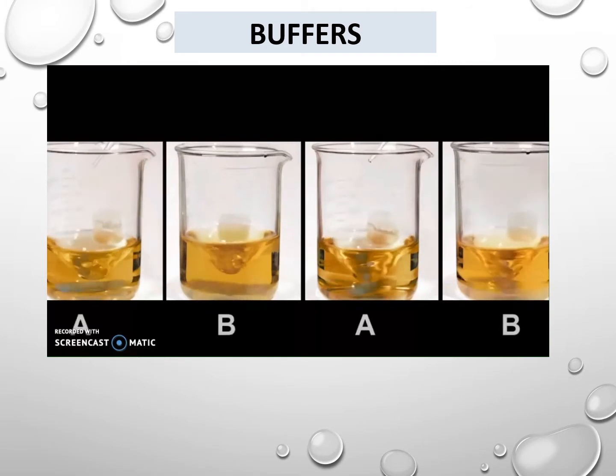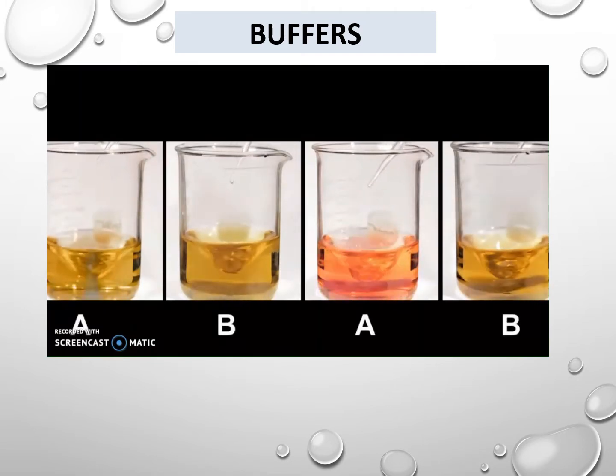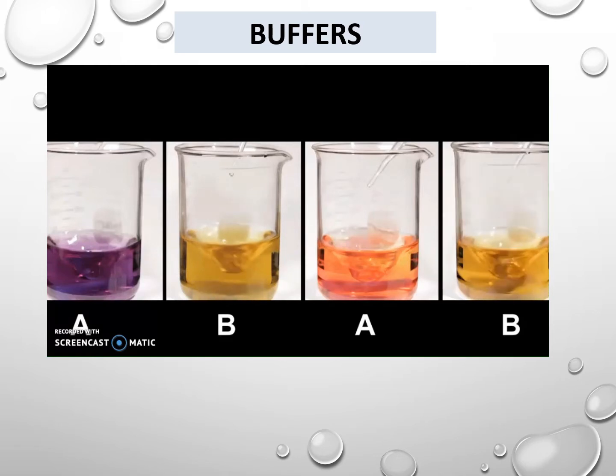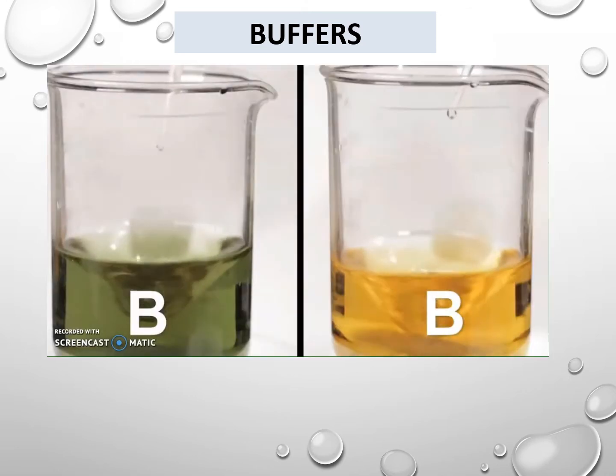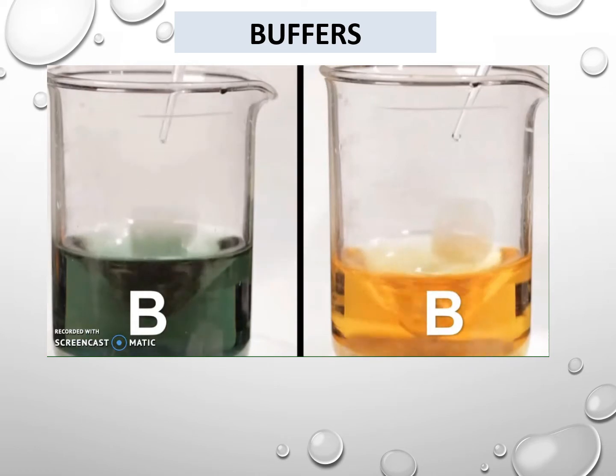Let us look at the pair of solutions again. When strong acid and base was added to solution A, its pH changed dramatically after just one drop. When one drop of acid and base was added to solution B, its pH stayed the same. Let's see what happens when more acid and base is added. It takes much more acid and base to change the pH of this solution by the same amount.